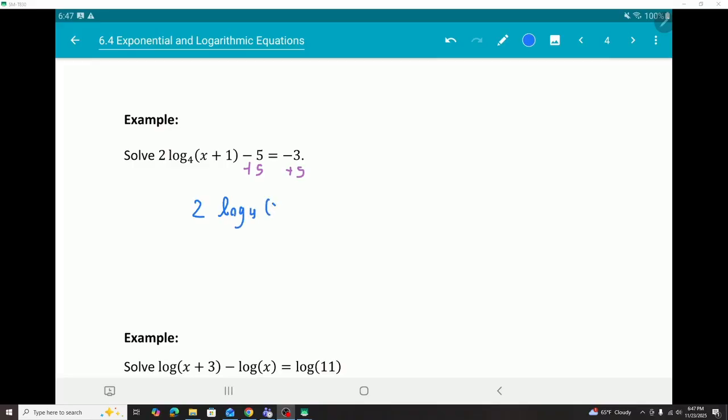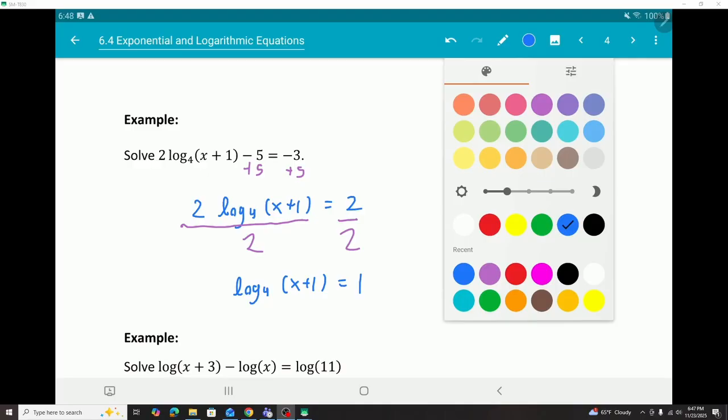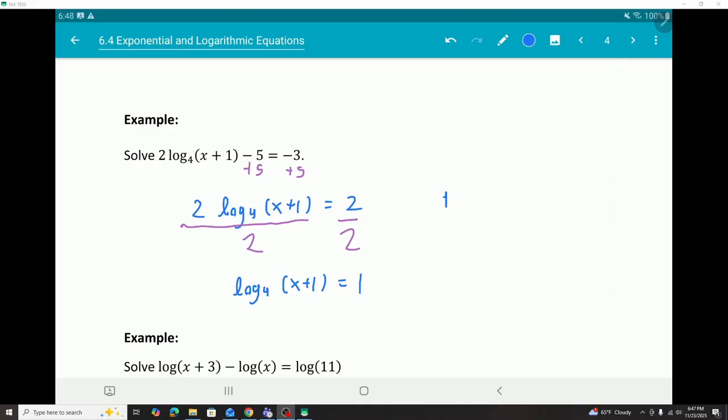Log base 4 of x plus 1 equals 2. I can divide both sides by 2 and get log base 4 of x plus 1 equals 1. So that's what I've got so far. Now what I'm allowed to do is I can say 4, the number I'm choosing to raise, by the way, is always just the base, because then it'll cancel. So 4 to the log base 4 of x plus 1 equals 4 to the 1.